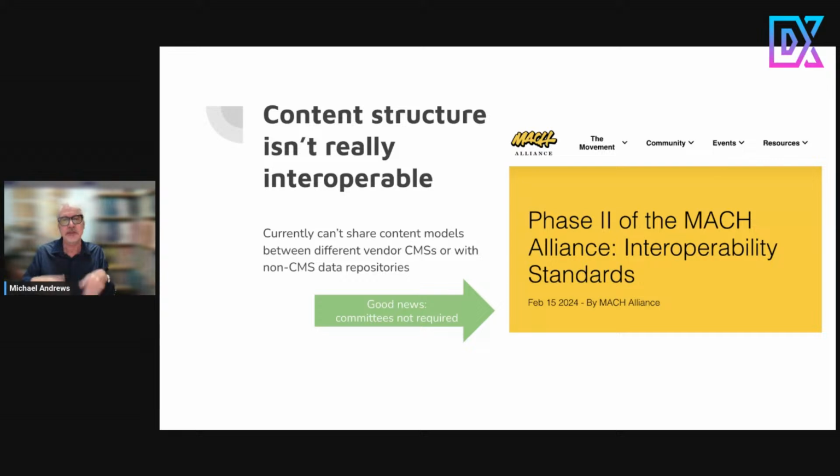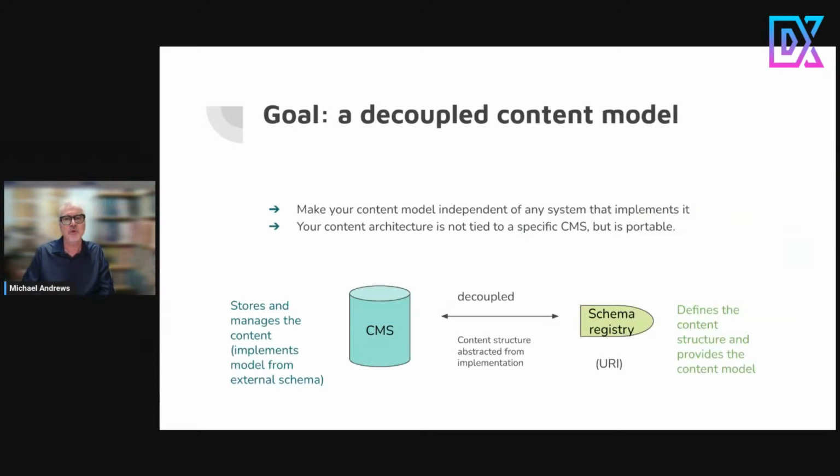So I think we need a solution that can start to address the needs of content and UX folks. And the good news is that we don't need a committee to develop a new standard to do this. We have existing standards that we can use today to solve this problem. And what we want to do is take this notion of decoupling and apply it to how we define our content. So traditionally, we have defined our content model in the CMS.